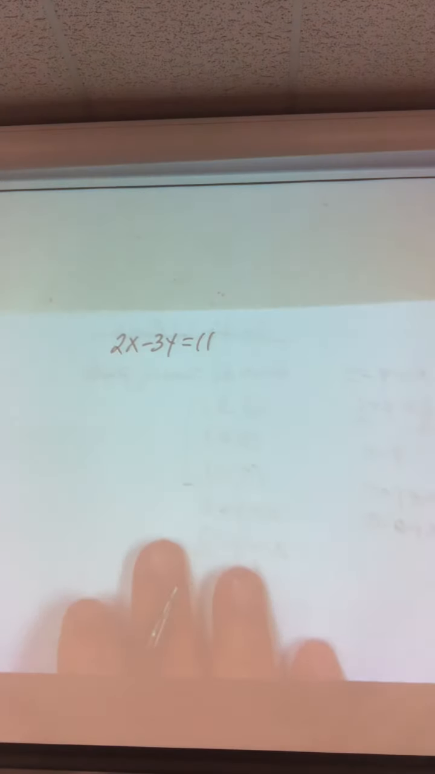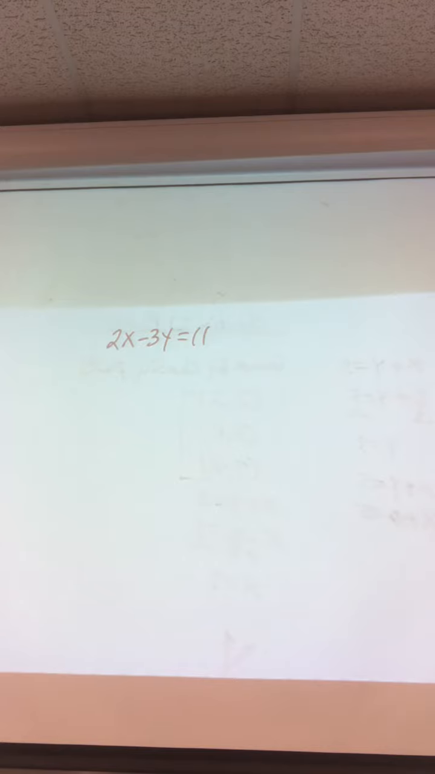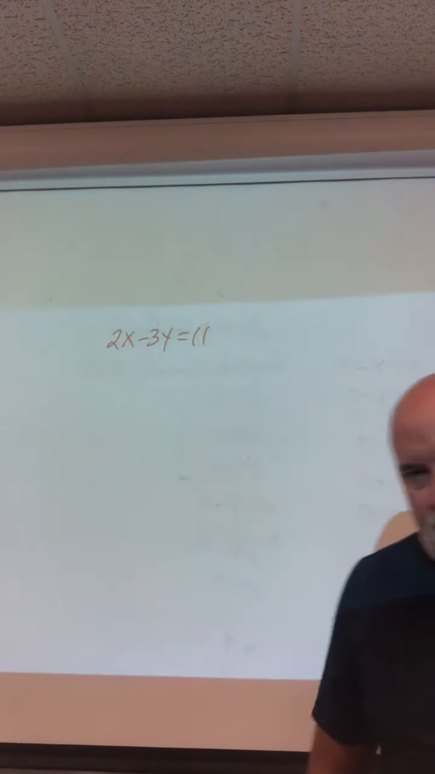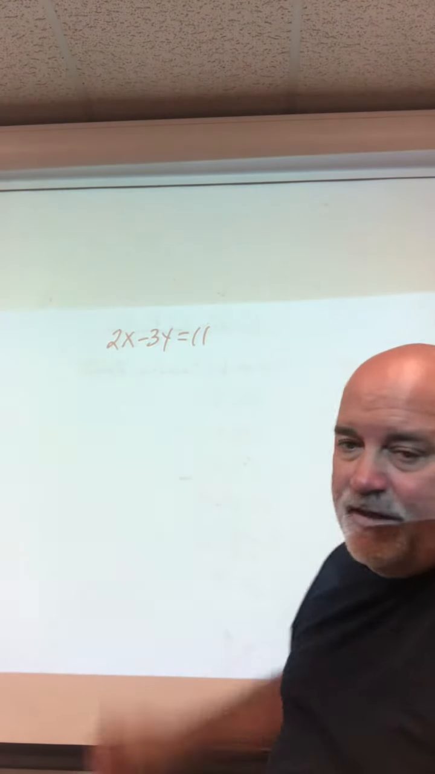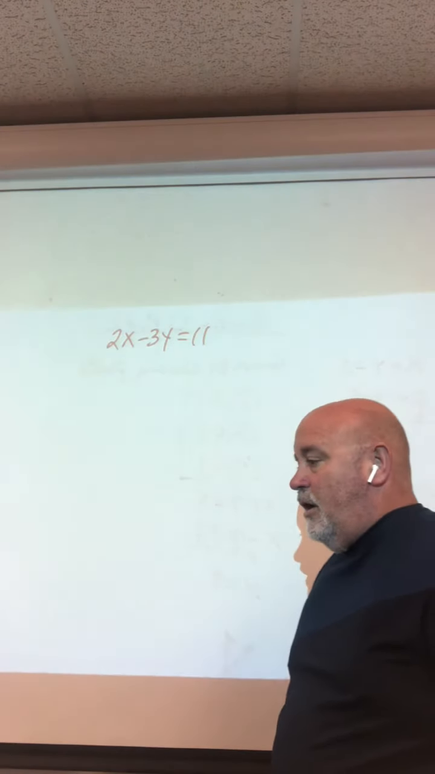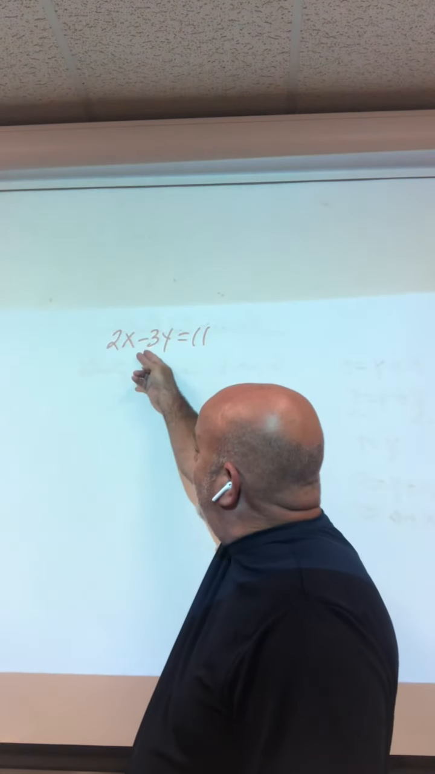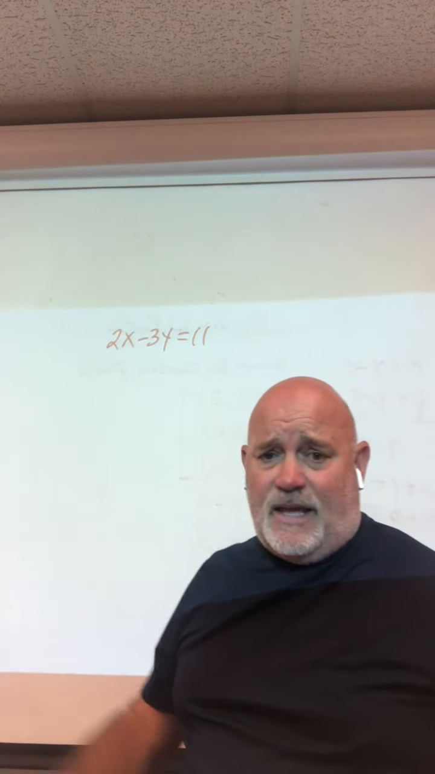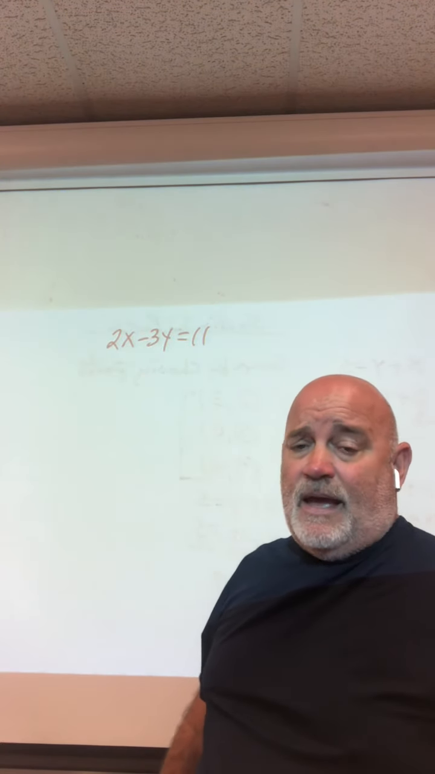Let's look at this one. 2x minus 3y equals 11. Now remember, I'm going to show you a little bit later on a little bit more economical way, if you will, of how to graph these. But right now, I'm just trying to ease you into this. Okay, so now 2 times what number minus 3 times what number equals 11? Well, heavens, I can't figure that out in my head.